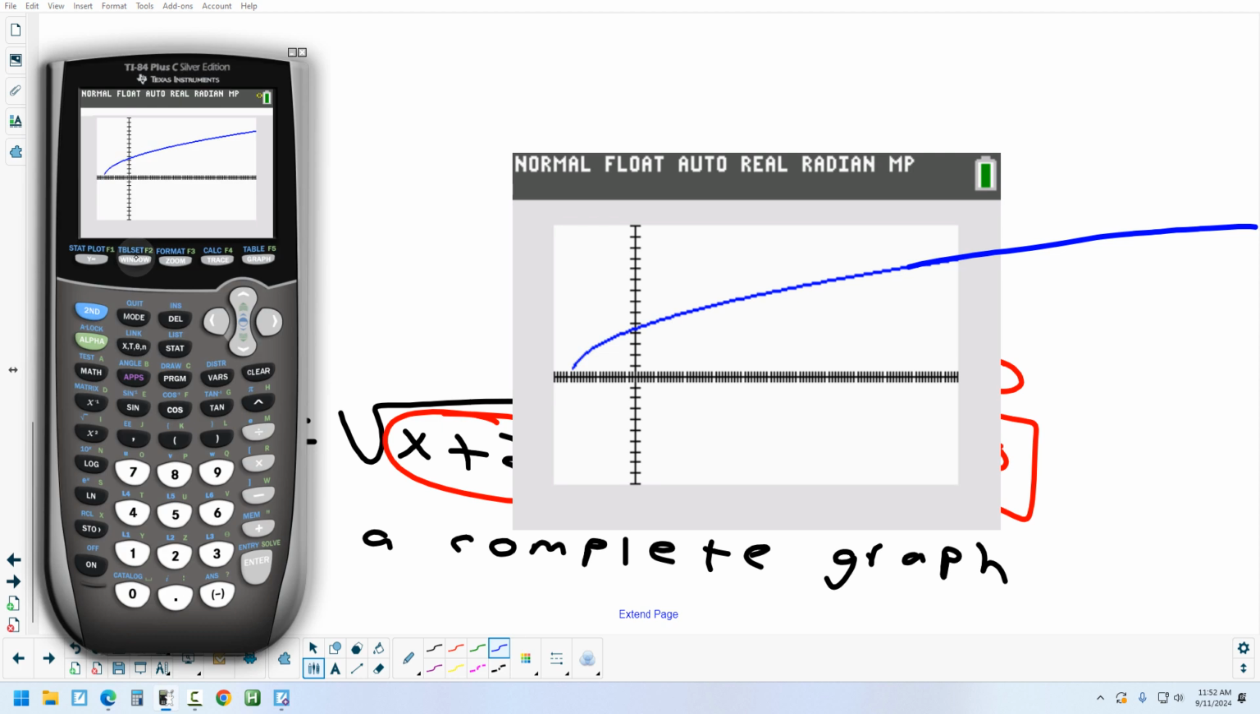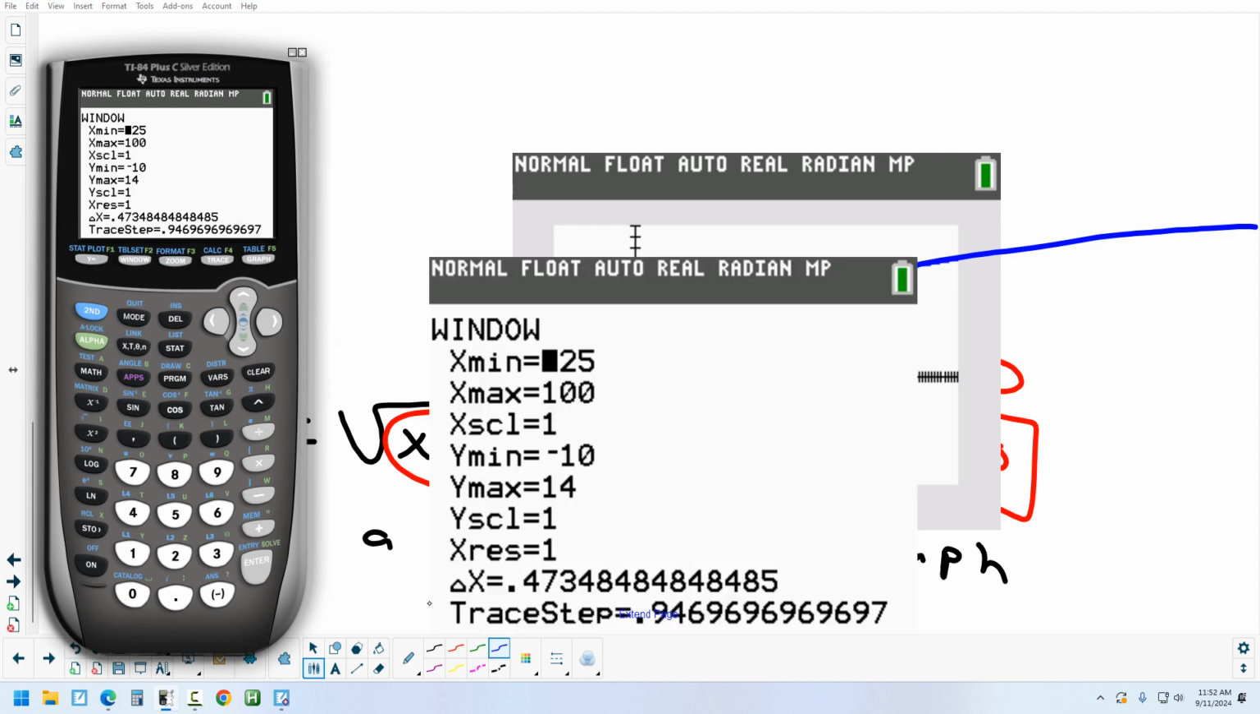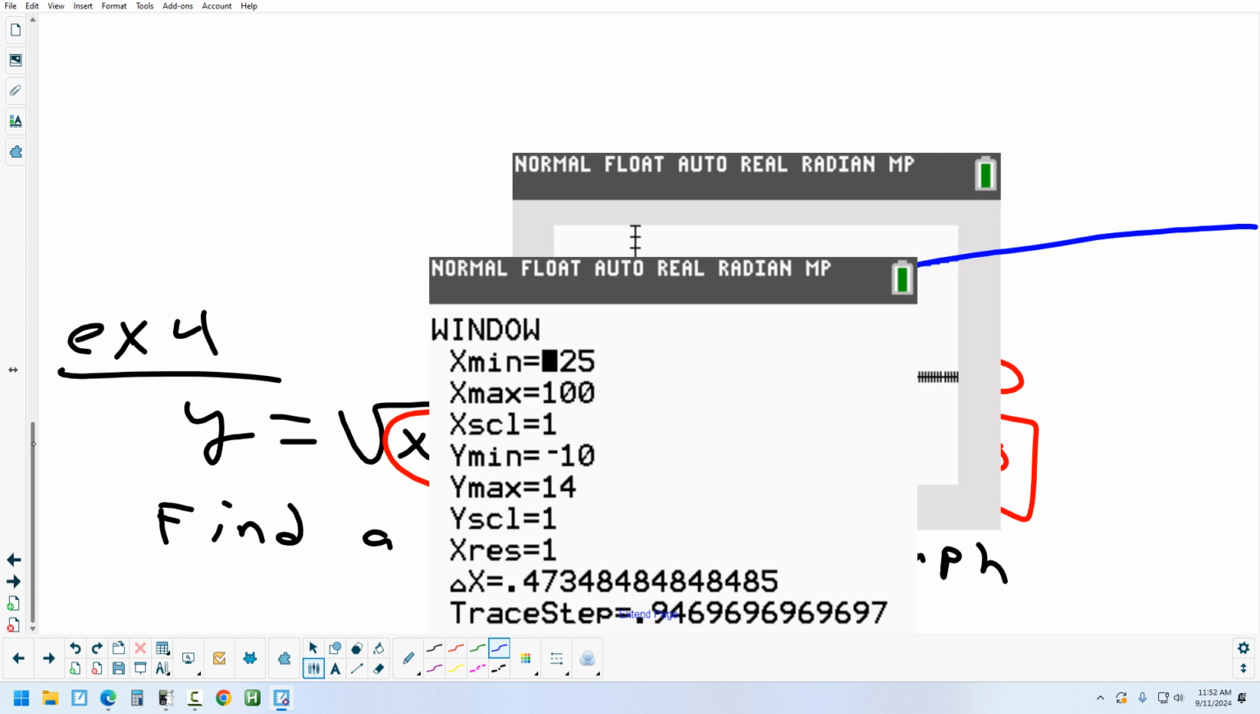All right, so for a complete graph, I would write down those numbers right there. X min, max, Y min, max. That was a negative 25. Not the only answer. You definitely could have other answers to that, but I would say those numbers do work pretty good. All right, any questions on that? So finding a window, it's more of an art than an exact science. It takes a little practice.